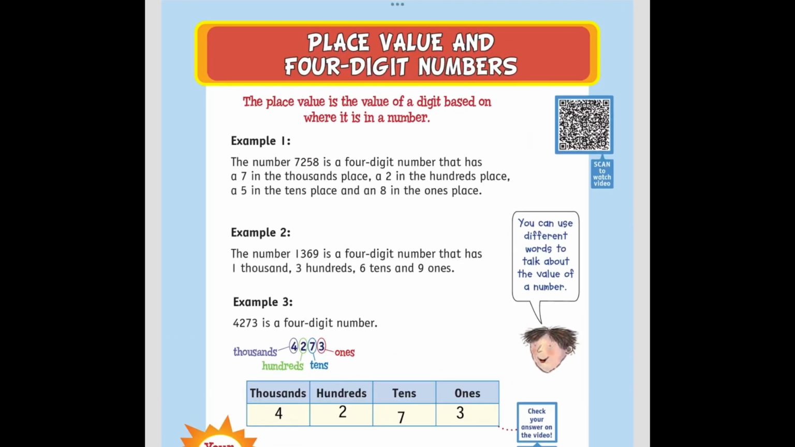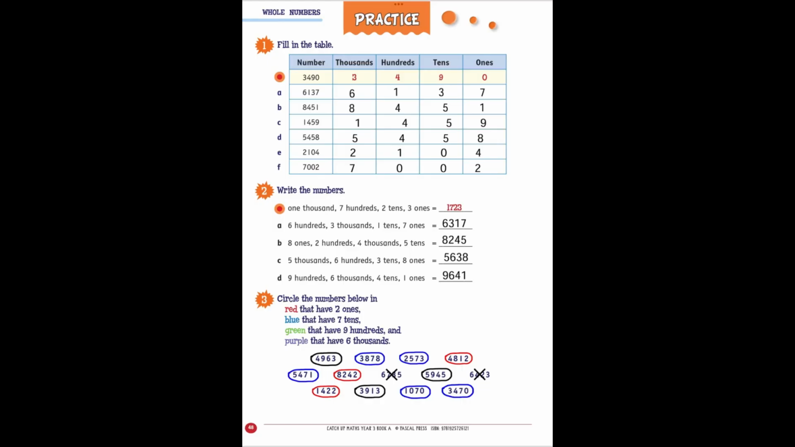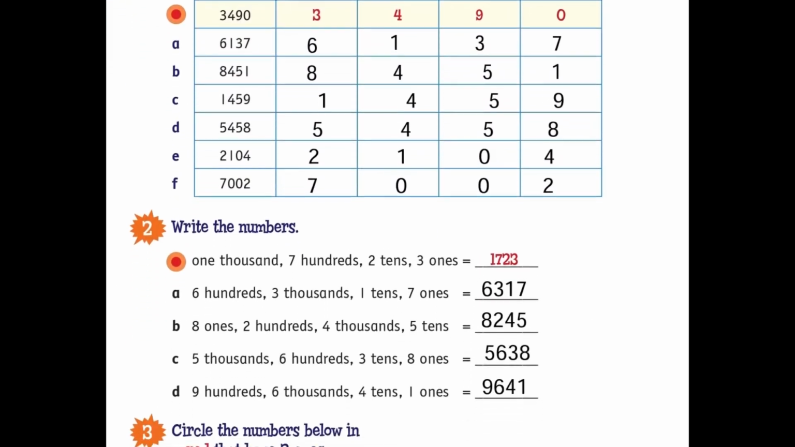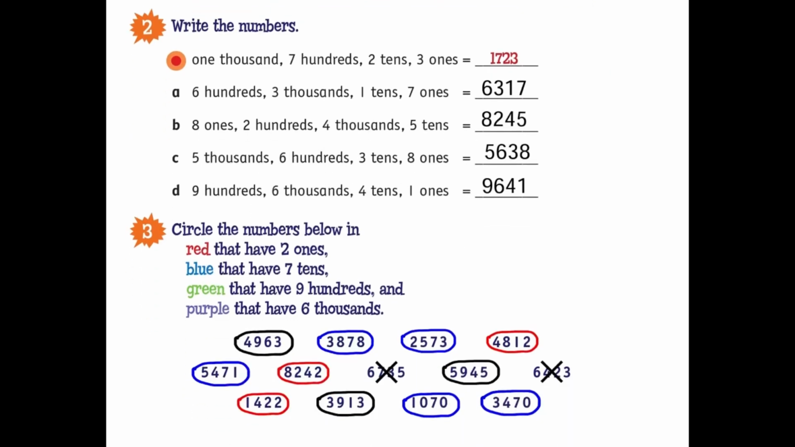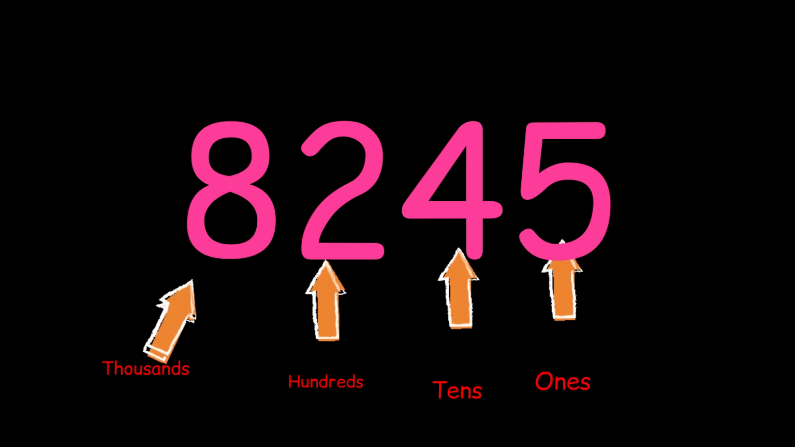I practiced using place value and 4-digit numbers. The place value is the value of a digit based on where it is in a number. For example, the number 8,245 is a 4-digit number that has 8 thousands, 2 hundreds, 4 tens, and 5 ones.